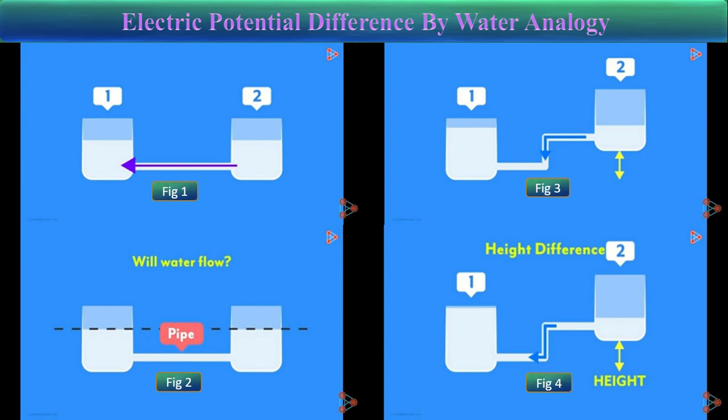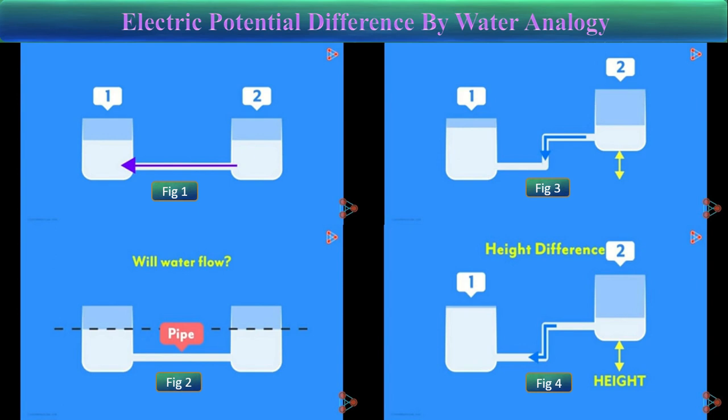So let me give you a task. Without changing the amount of water in both the beakers, can you make the water flow from beaker 2 to beaker 1? So without adding or removing. Understand the question carefully. You need to make water flow from one beaker to another and cannot add or remove water from any of the beakers.